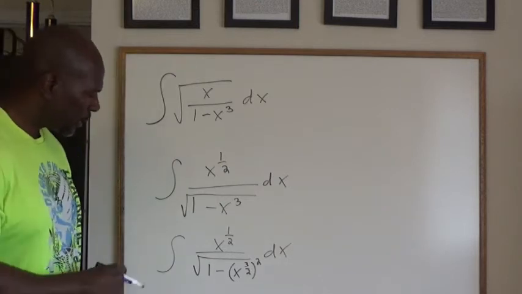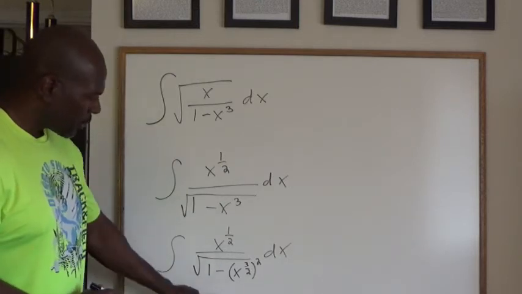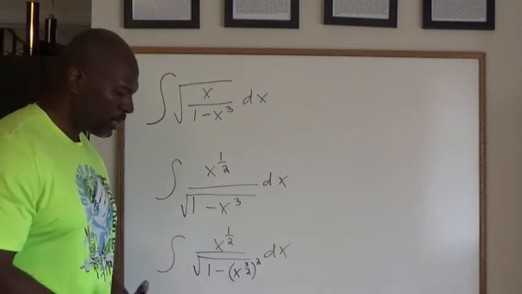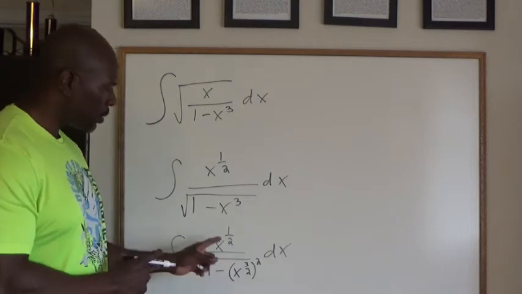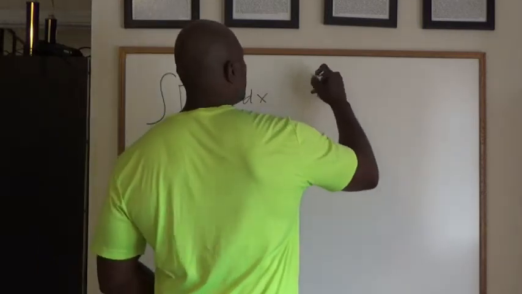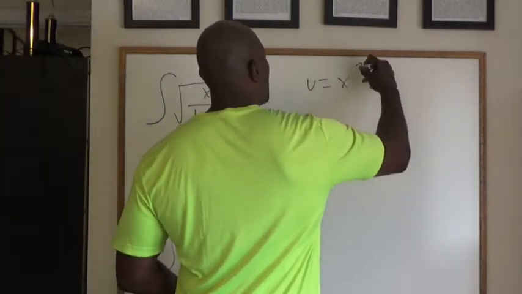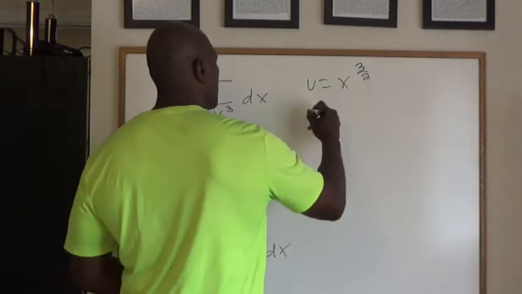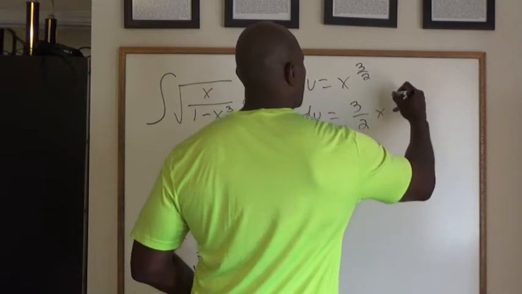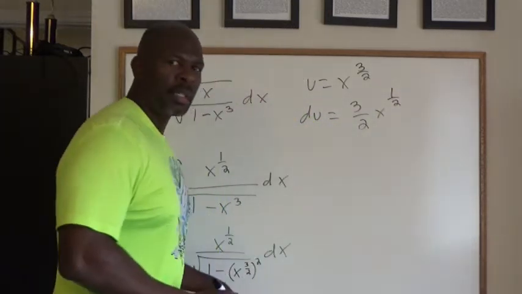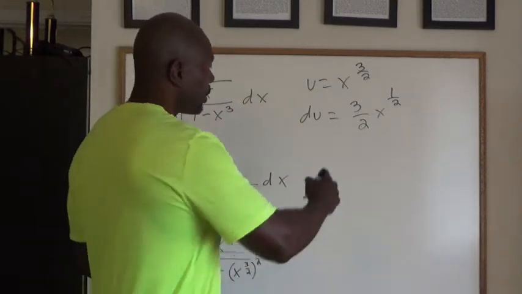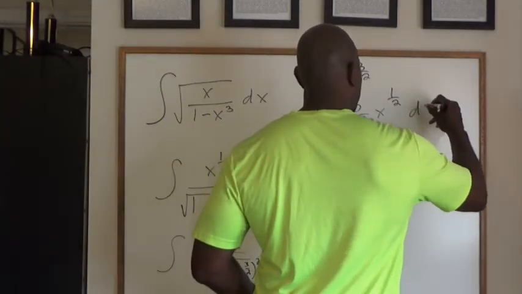If this is going to work, we're going to have to make u equal x to the power of 3 over 2. And hopefully when we take the derivative of u, we get something that corresponds with x to the power of 1/2. So let's see what happens. If u is x to the power of 3 over 2, then du would be 3 over 2 x to the power of 1/2. So there's the 1/2 we wanted, in 3 over 2 x to the power of 1/2 dx.